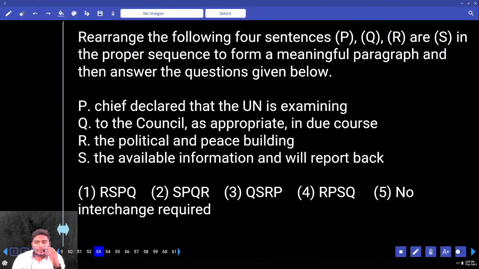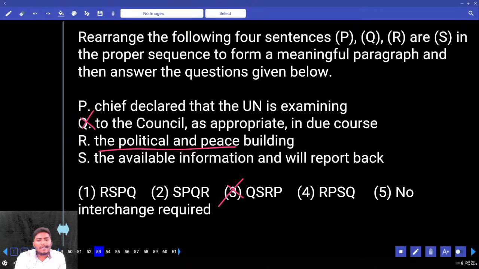How many options are not possible in the beginning? "To the council as appropriate in due course." Is that meaningful? No. So Q is not the beginner. Eliminate the third option. What else?